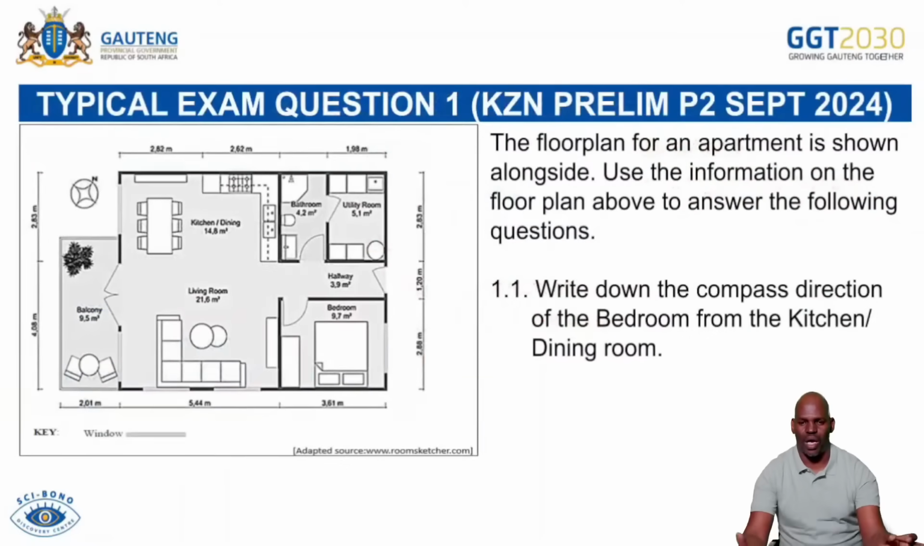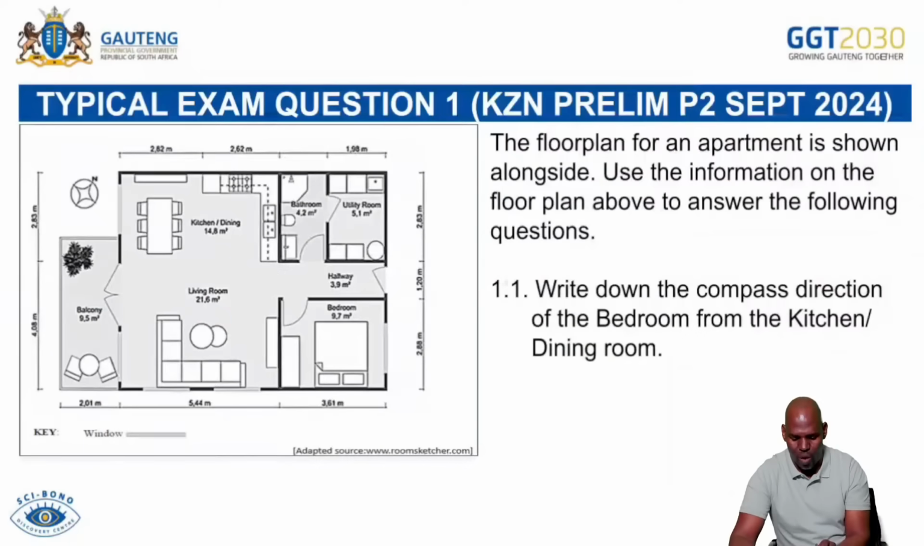Okay, now we are going to look at some of the possible questions or similar questions that you can expect in the upcoming paper 2. So this one is a typical exam question. It was taken from KZN Prelim paper 2, September 2024. The floor plan for an apartment is shown alongside. Use the information on the floor plan to answer the following questions. 1.1, write down the compass direction of the bedroom from the kitchen or dining room.